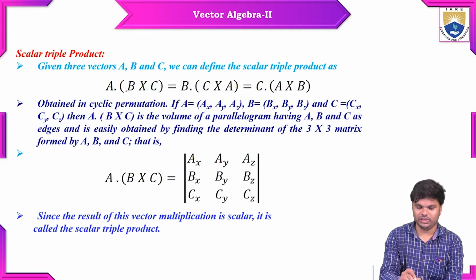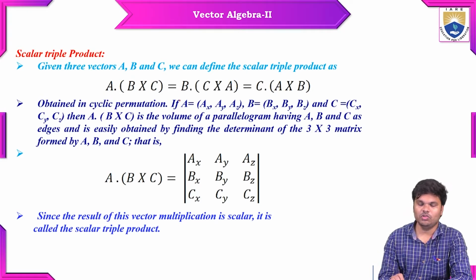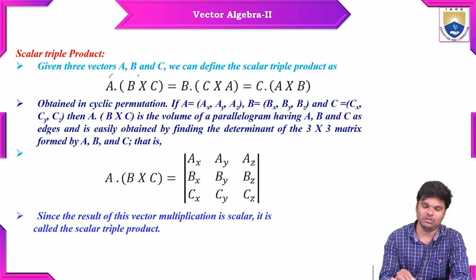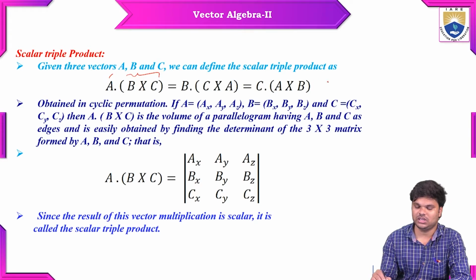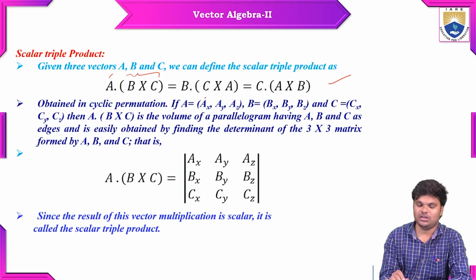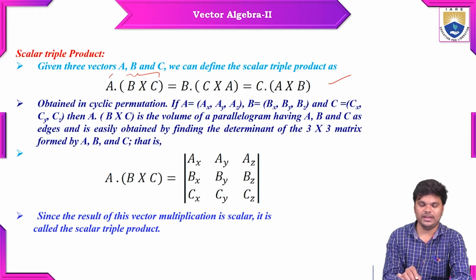If we do it this way, A dot B cross C, then you will get a scalar quantity as your output, because B cross C is a vector and the dot product of two vectors is a scalar quantity. And A dot B cross C is nothing but B dot C cross A, which is also equal to C dot A cross B. This is an identity, okay, which can be obtained by cyclic permutation.